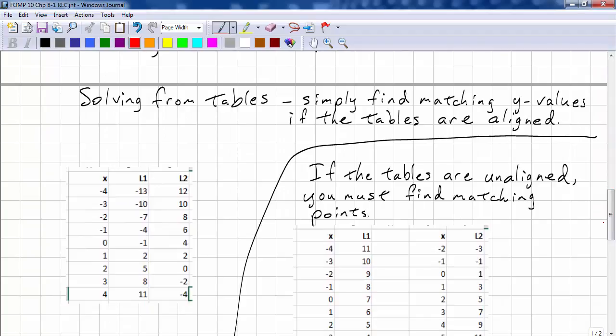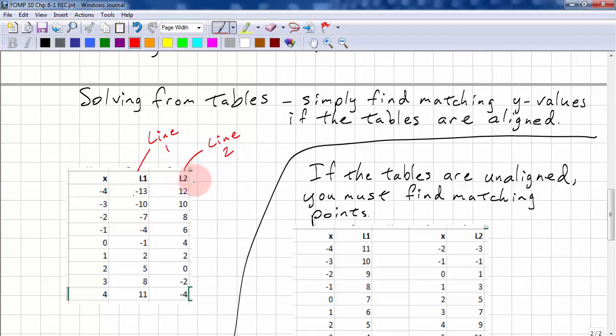Solving from tables. So here we have line 1 and line 2. Okay, they're both using the same x coordinate. So this is -4, 13. This one is -4, 12. And we just keep reading them off. To get a solution, we need matching y values.